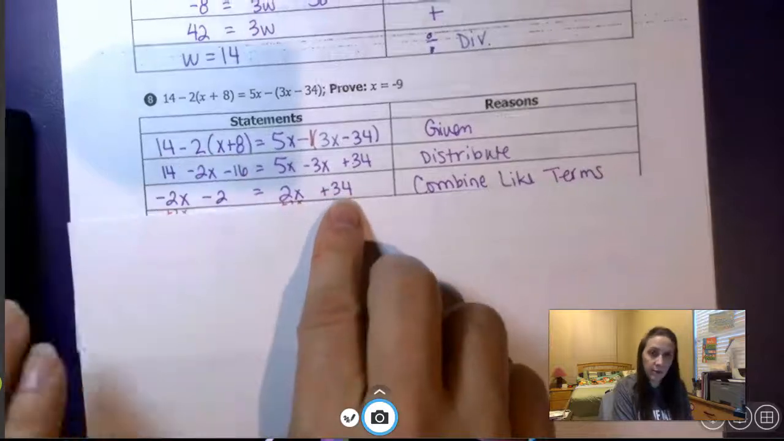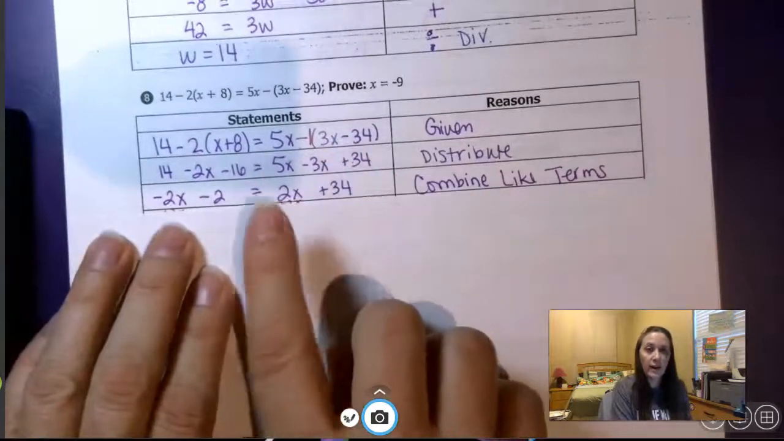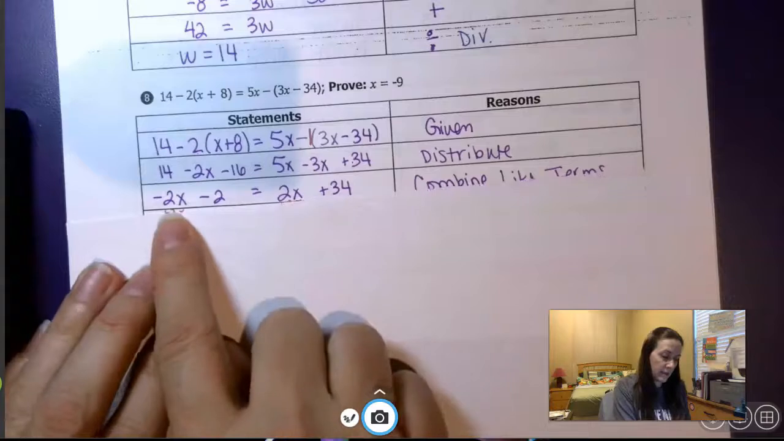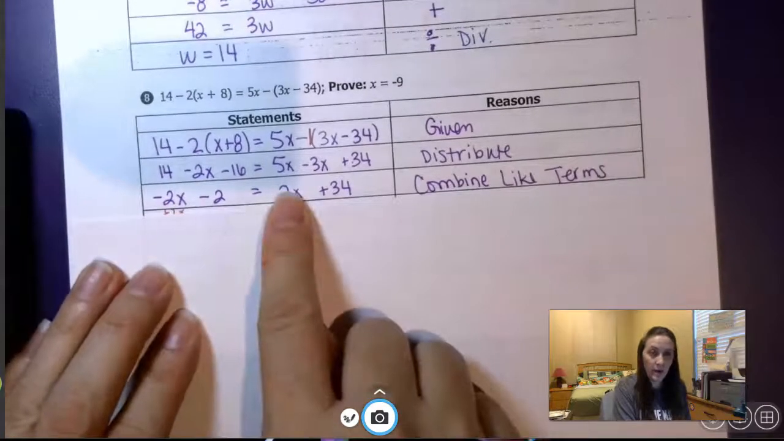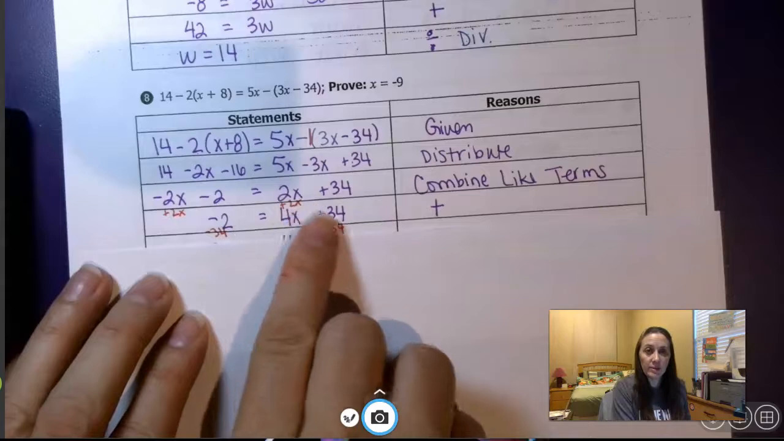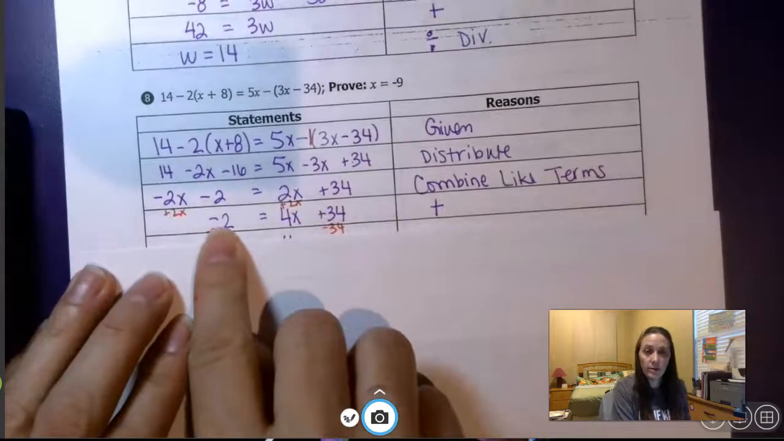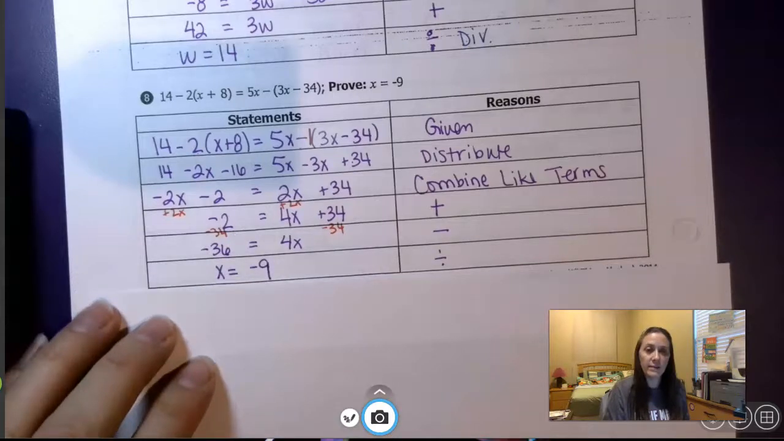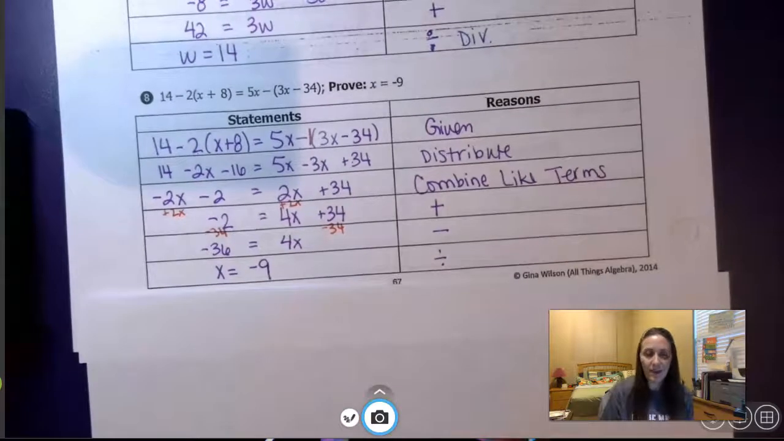Now that I've got everything cleaned up on the left, everything cleaned up on the right, I want to get my variables together. So I'm going to take that negative 2x and I'm going to add it over here to keep it positive. And now I'm going to subtract the 34 over here. I get negative 36 equals 4x. And now I divide to get x equals negative 9. Okay, so that's it for the actual working out of the problems.